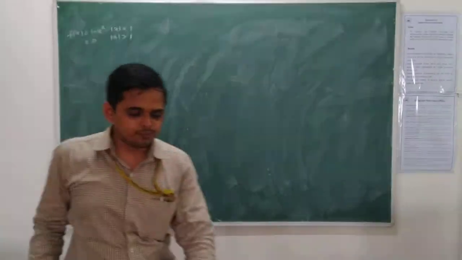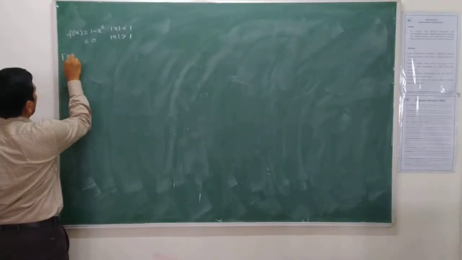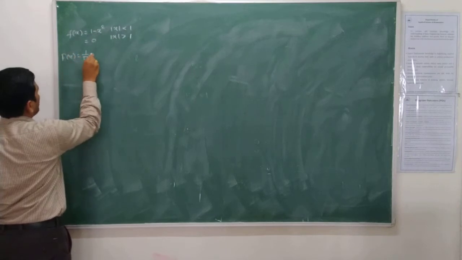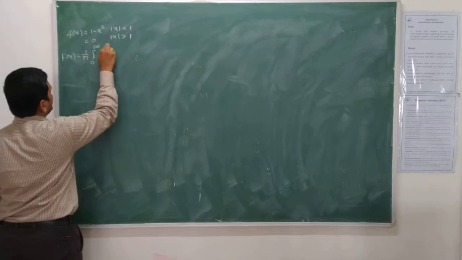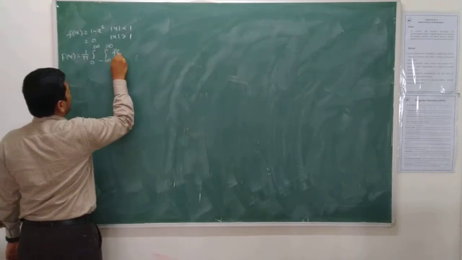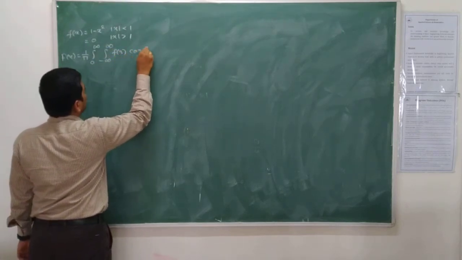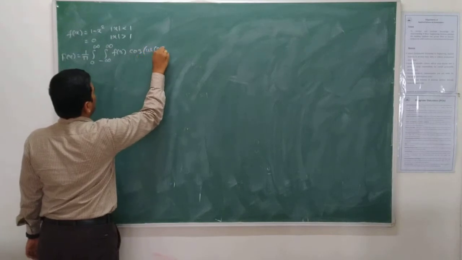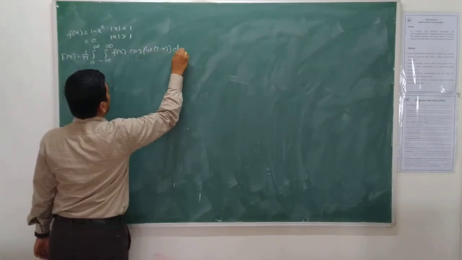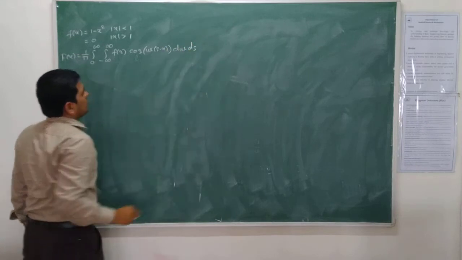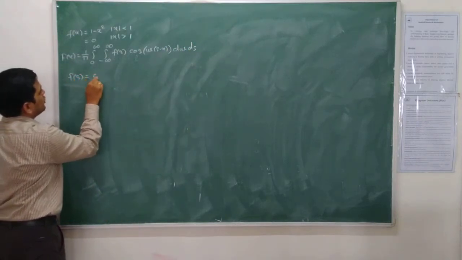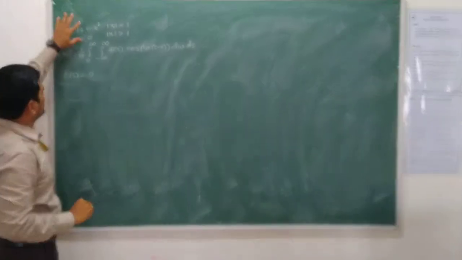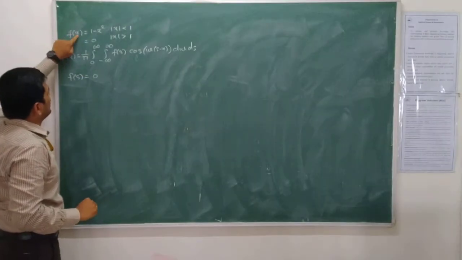Now we have seen that the Fourier integral representation is f of x equals 1 upon pi, integration from 0 to infinity, integration from minus infinity to plus infinity, f of s into cos of omega into bracket s minus x, d omega ds. Now here f of s will be 0. We are taking the same values from here, replacing x by s.